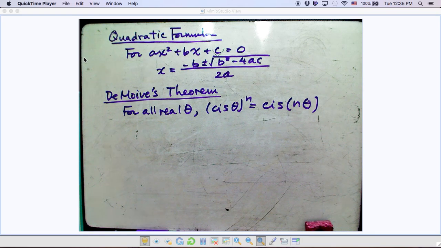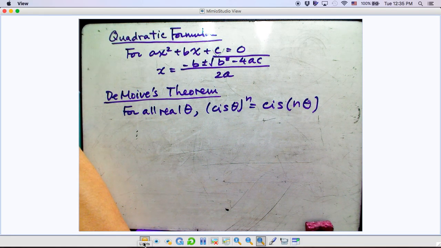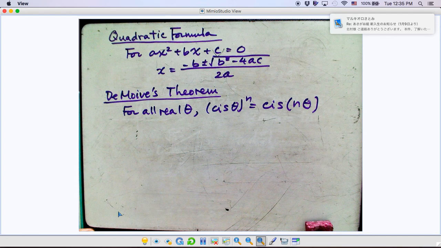This video provides an introduction to the Chapter 2 project, which is Cardano's method. Before we get there, let's review the quadratic formula and De Moivre's theorem.